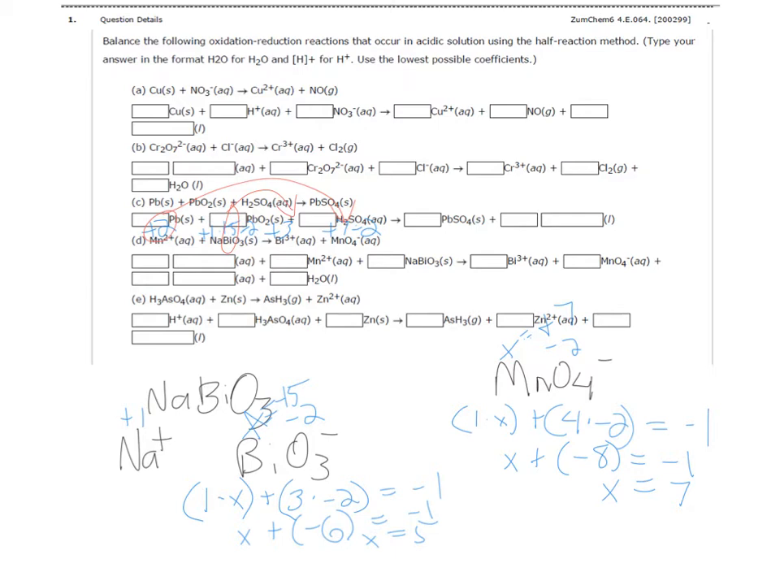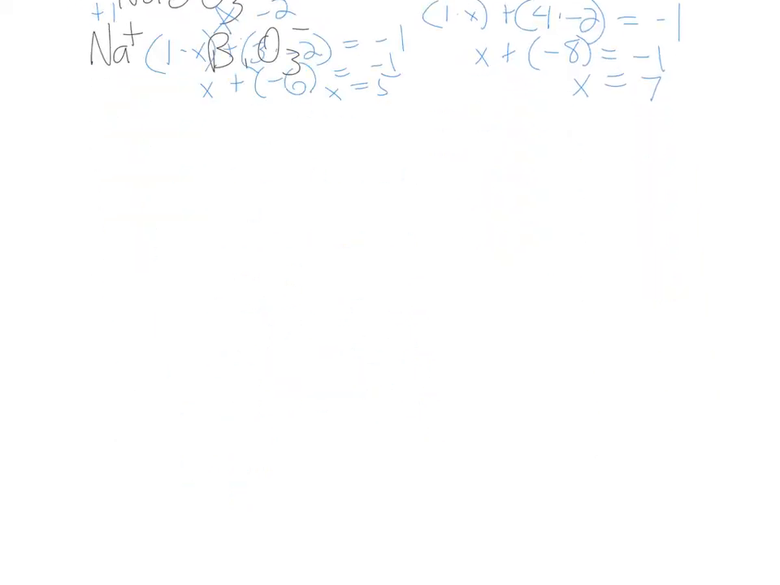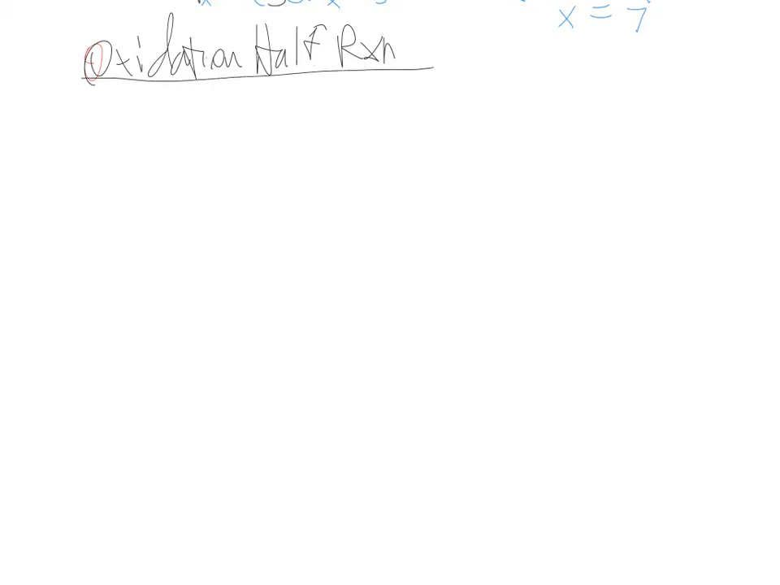Let's break this apart into half reactions and tackle it from there. So, starting with the oxidation half reaction. We have manganese 2 ion on the left side of the equation and the permanganate ion on the right side of the equation. We'll apply our steps of redox balancing.